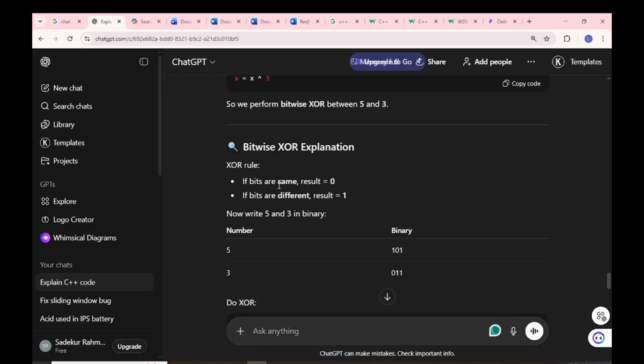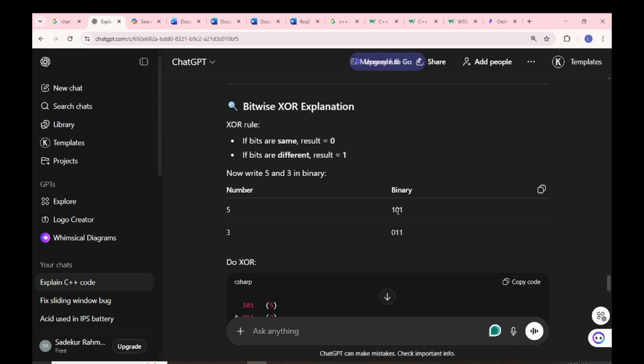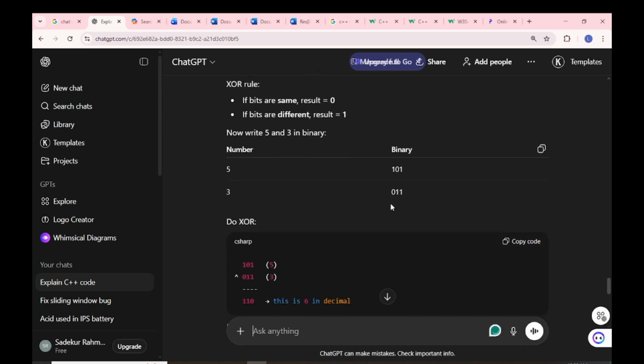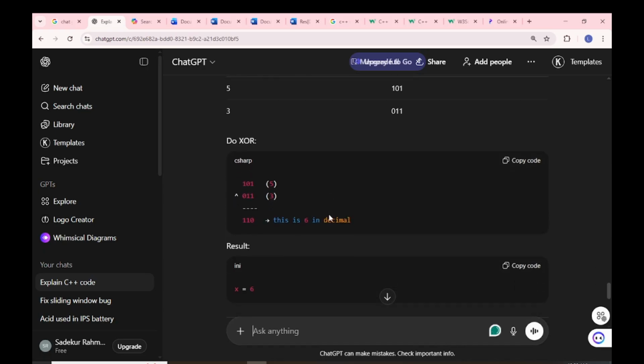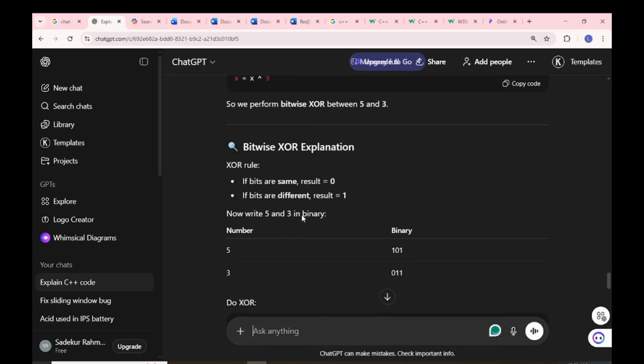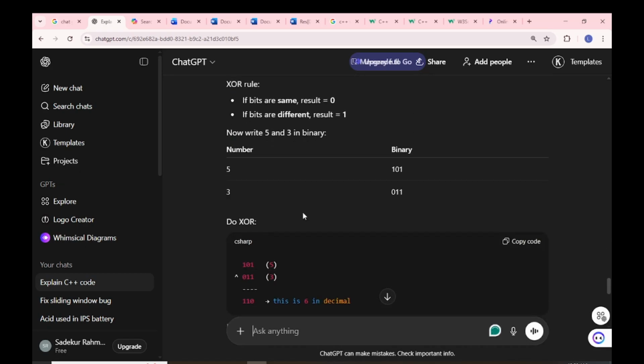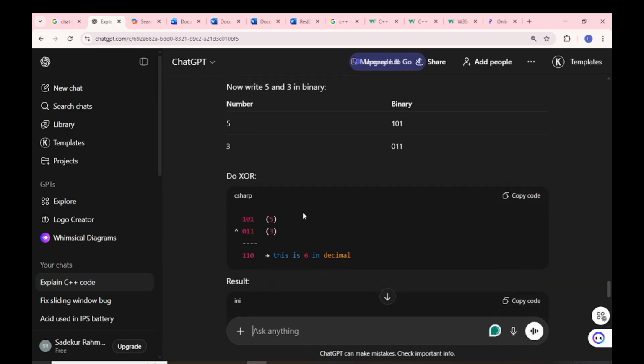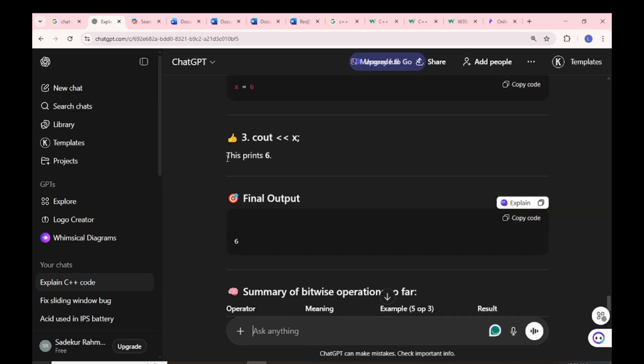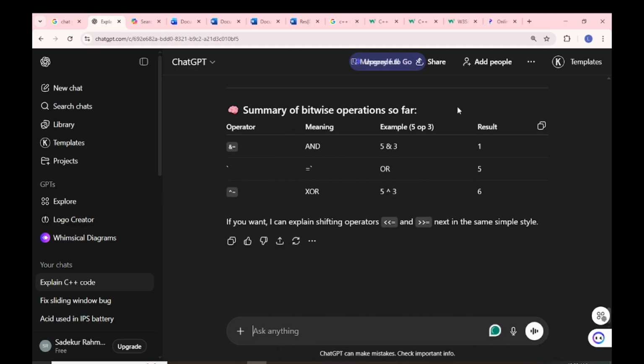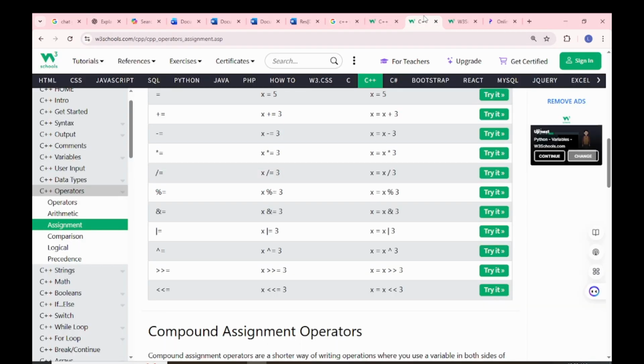In bitwise exclusive or, if bits are same, result 0. If bits are different, result 1. So 1 1 would be 0, 0 0 would be 0, 0 1 would be 1, 1 0 would be 1. So if they are different, this would be 1. If they are same, this would be 0, right? Bits are same, result would be 0. So this prints 6. So I hope you got the point, guys.